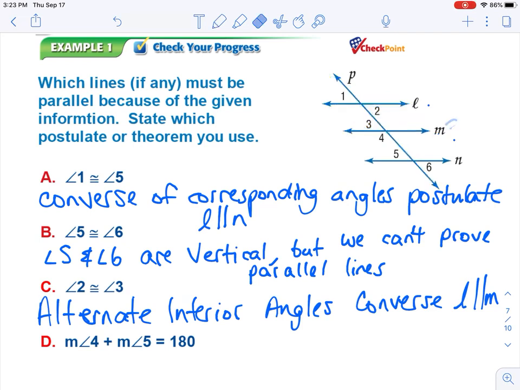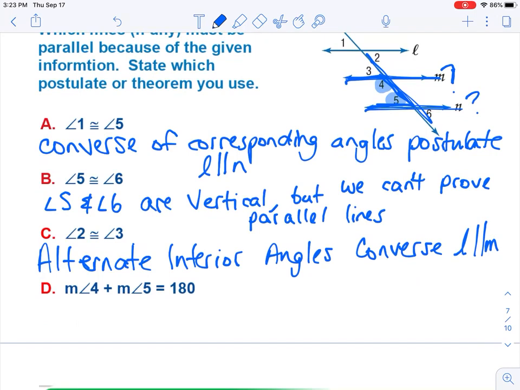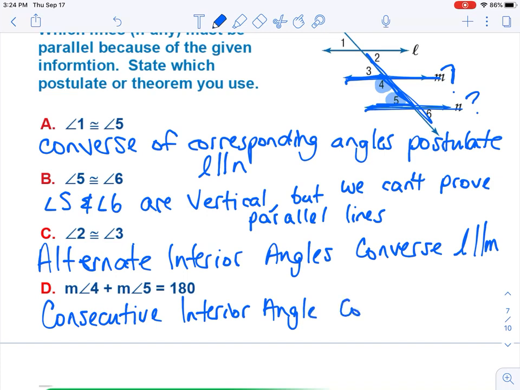All right, and lastly, we have angle 4 and angle 5. So we have M and L in question, with P being our transversal. These are consecutive interiors, so by the consecutive interior angles converse, we know that M is parallel to N.